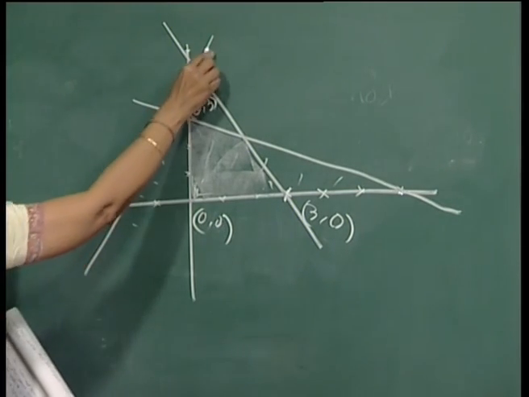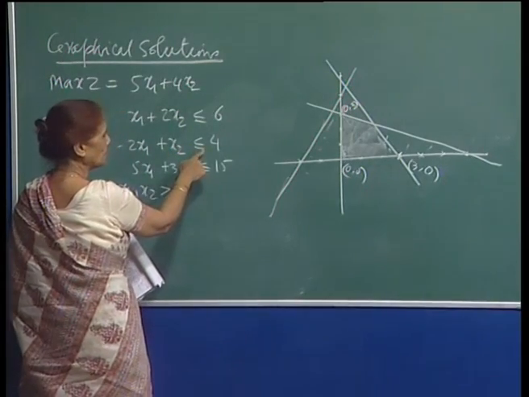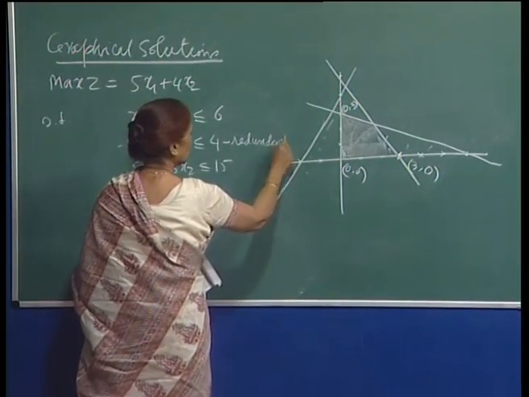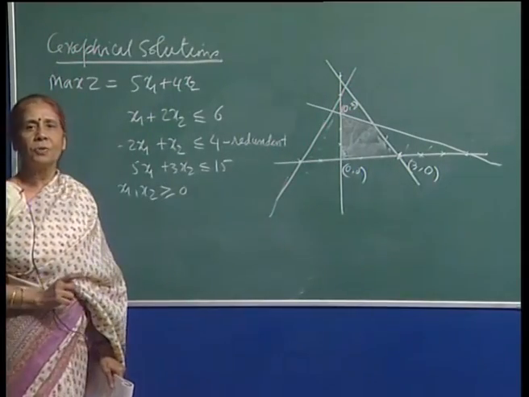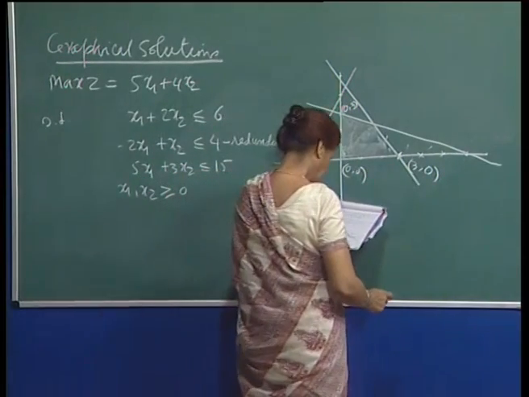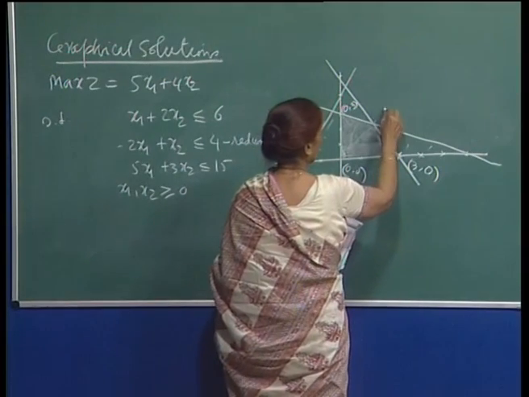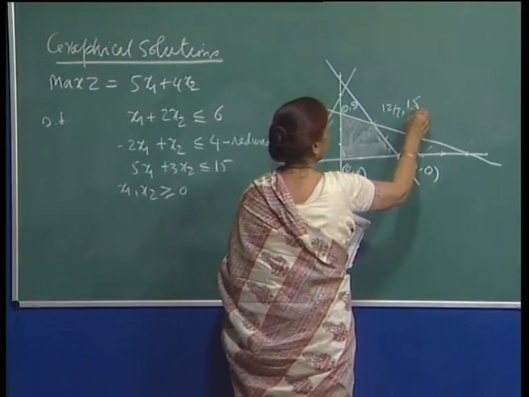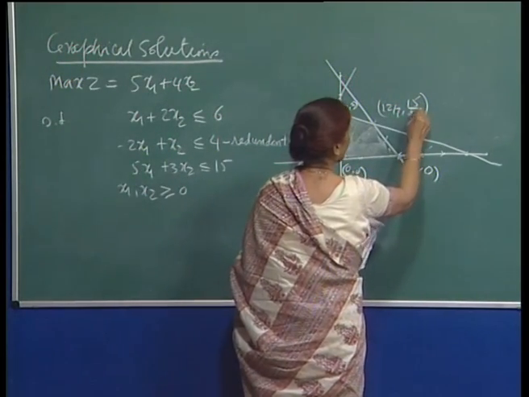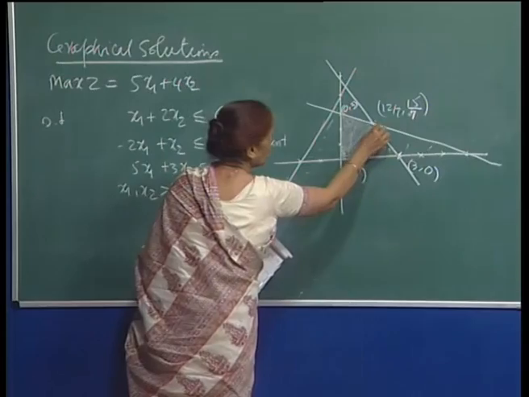So you see that this constraint, which was your second constraint, minus 2x1 plus x2 less than or equal to 4, is actually redundant. It does not play a role in defining your feasible region, right? Because it's outside your feasible region. And this particular point I found out is 12 by 7 and 15 by 7. So just solve the two equations, this and this, and the intersecting point is this, right?